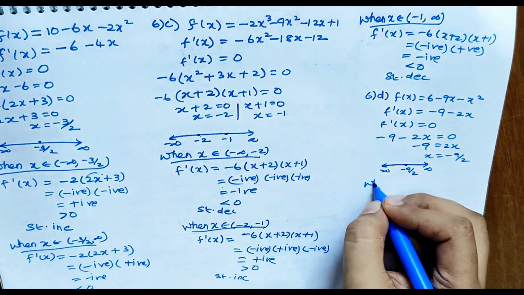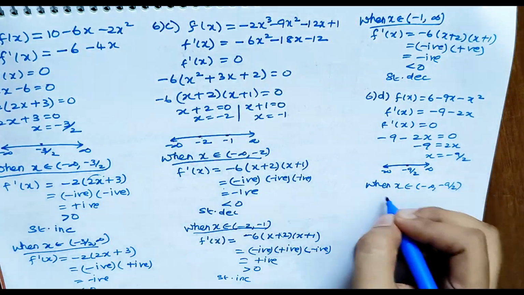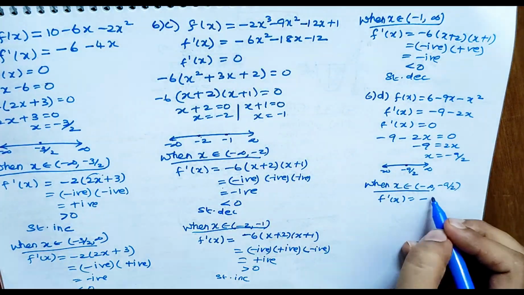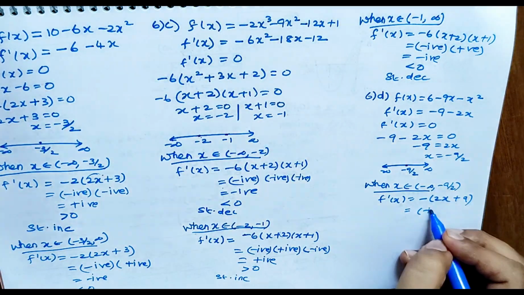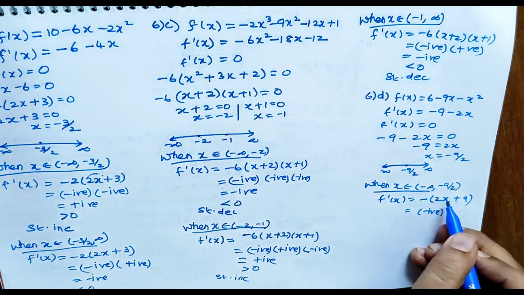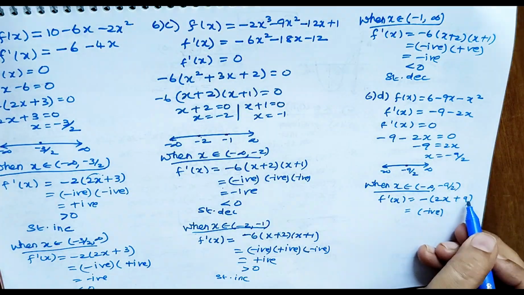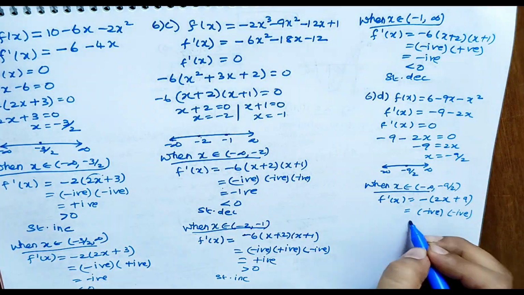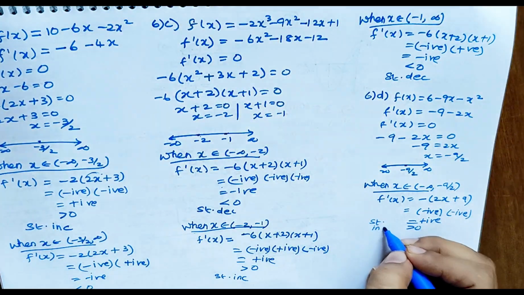So when x belongs to the interval minus infinity comma minus 9 by 2, the derivative in simplified form is, we can take the negative sign out, so it is 2x plus 9. We have the negative sign out, and here all the x values are negative. As it is multiples of 2, it will be a negative. Now negative is the greater number, 9 is smaller, it is plus, we will get a negative sign. So negative into negative, positive, it is greater than 0, the function is strictly increasing.